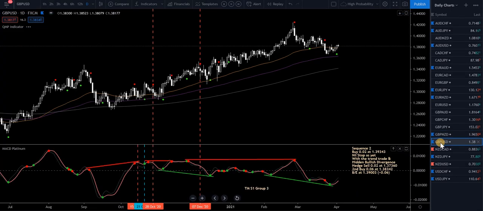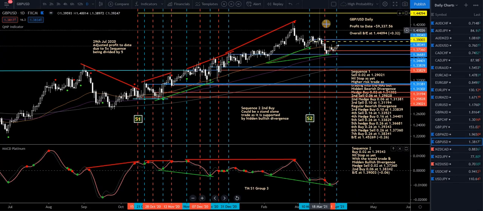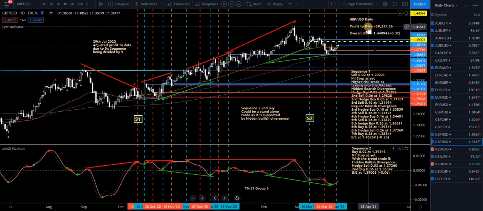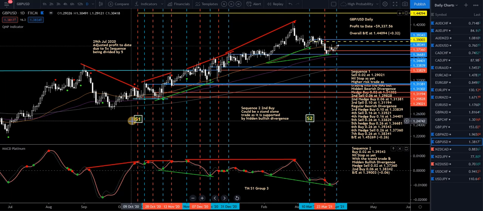Pound USD. Now this is a pair. Again, this pair, good profit, $9,000. I've had some dramas. The initial sequence one here was taken on hidden divergence.